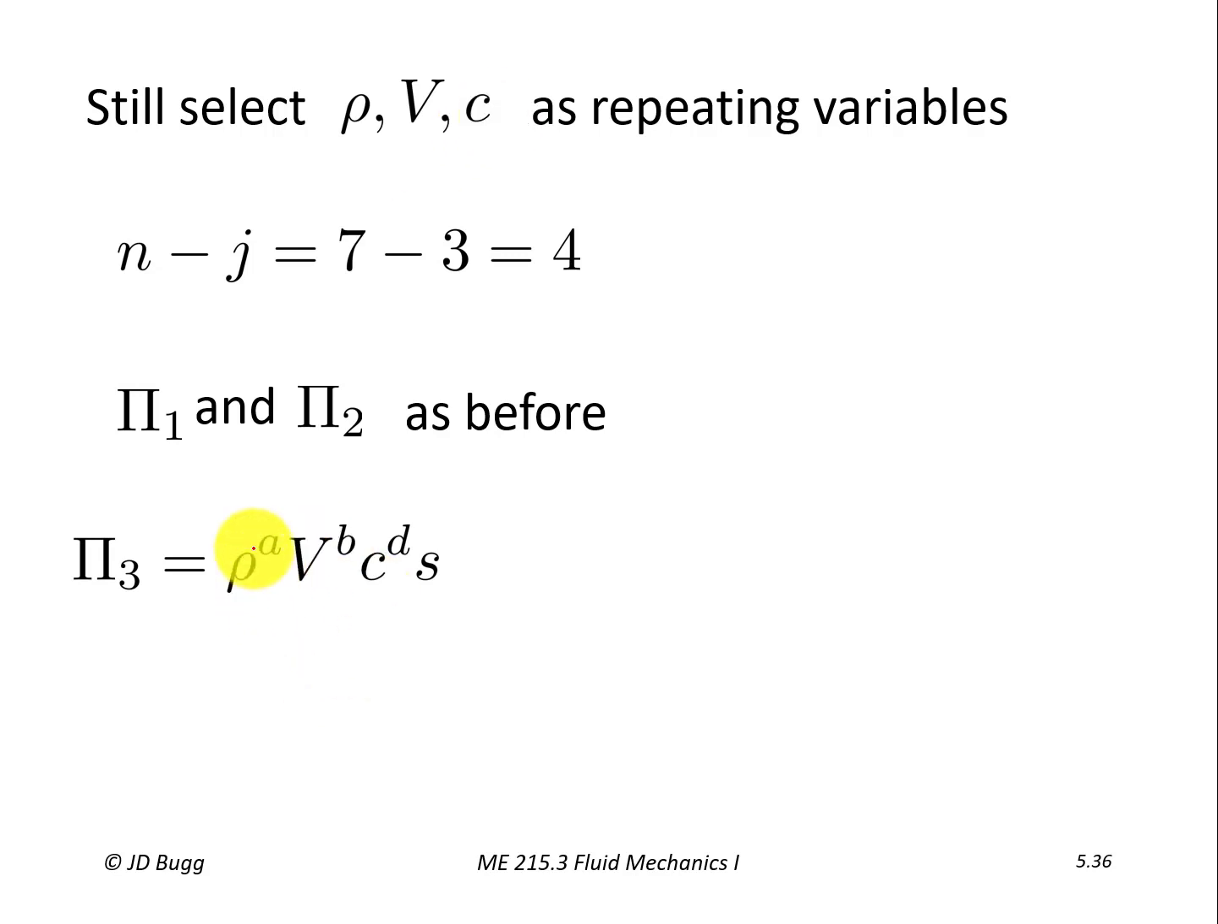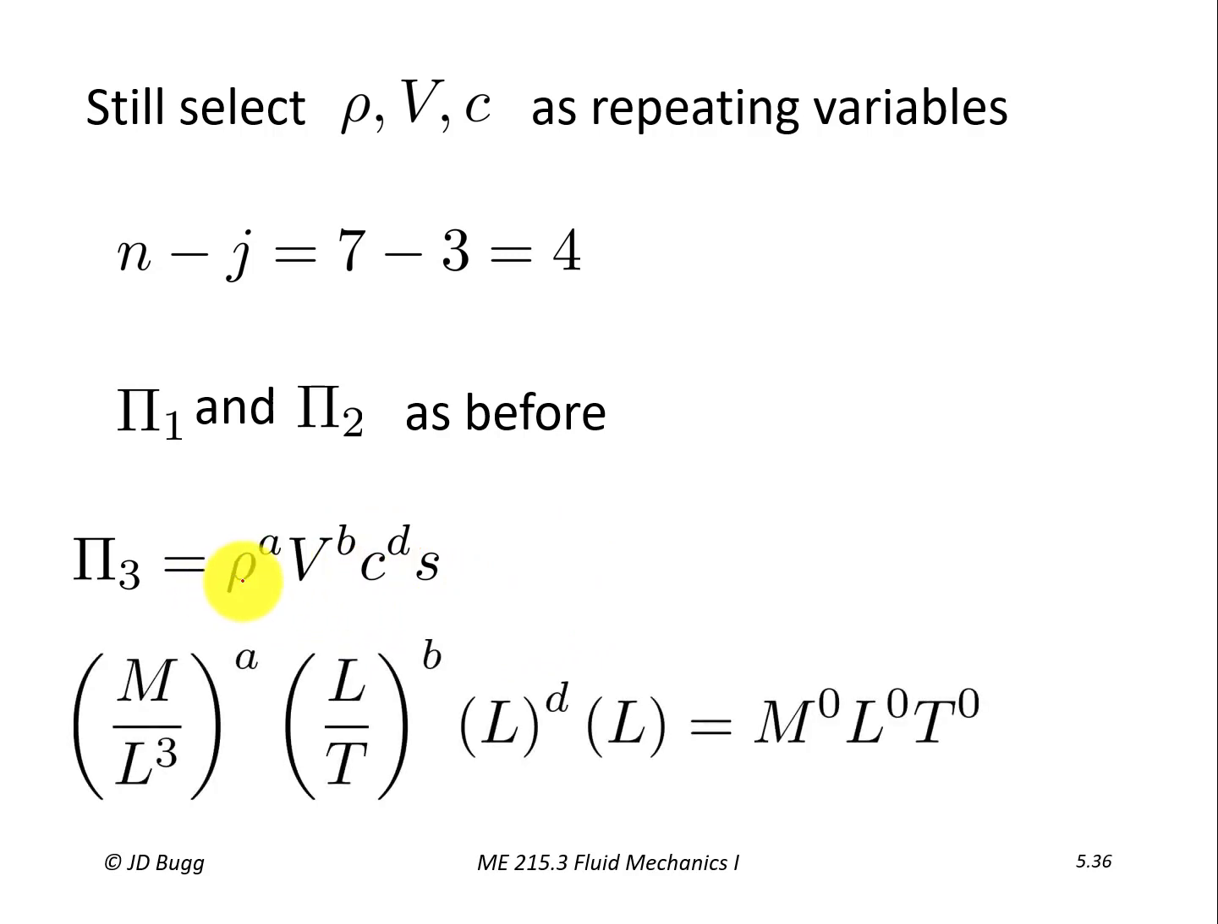So pi 3, again, how do we generate pi 3? Well, we have our same 3 repeating variables raised to these 3 unknown constants. We take one of our new parameters, and here I've chosen the span, s, and we go through the same process as before. So we represent the right-hand side of this equation in terms of its dimensions. So again, density, velocity, and chord length. And then the dimensions of our new variable here are length. So again, we form 3 equations with 3 unknowns by adding up the exponents of m, l, and t.